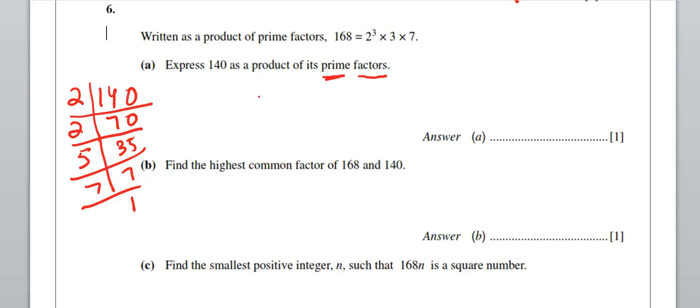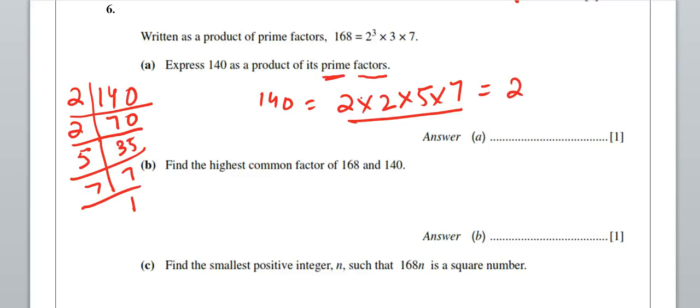So the product of prime factors will be 2 multiplied by 2 multiplied by 5 and 7. It will be a product of these 4 numbers, and I can simplify that 2 is twice here, so I can write 2 square multiplied by 5 multiplied by 7. So our prime factors are 2 square and then 5 and then 7.